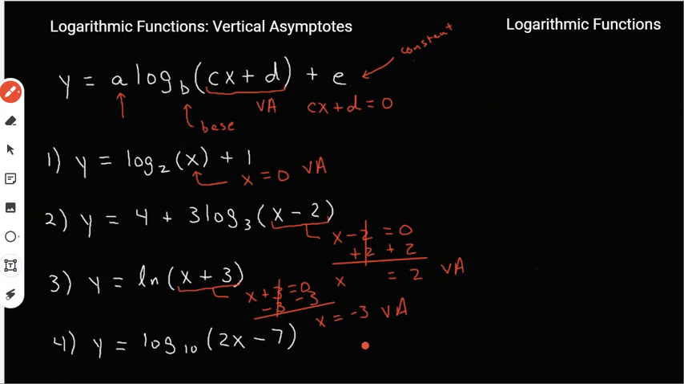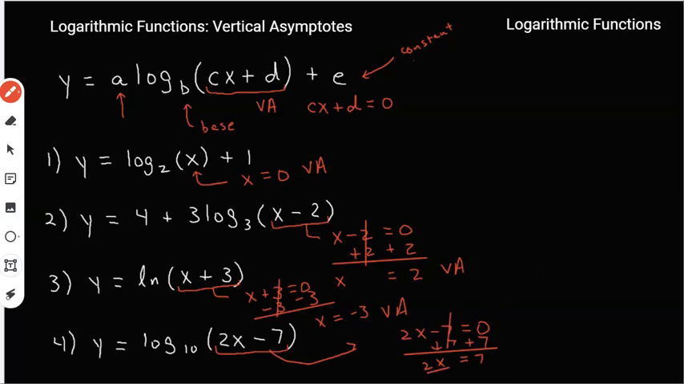All right, the last one we're going to do is number 4. This one is log base 10 of 2x minus 7. So I take out what's in the parentheses. 2x minus 7 equals 0. And I need to solve this for x. The first thing I'm going to do is get rid of the negative 7 by adding 7. When I do that, I get 2x is equal to 7.